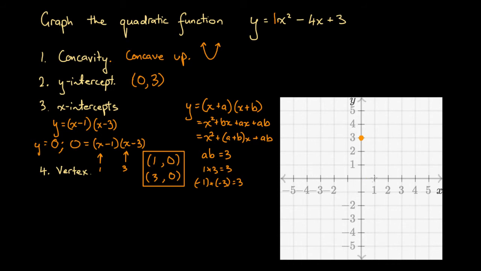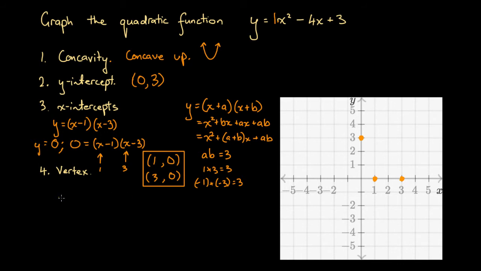So let's go ahead and graph them on this graph. So here, 1, 0, that's going to be 1 unit right of the origin, and 0 units up or down. That's going to be just here. Whereas 3 and 0, that's going to be 3 units right of the origin and 0 units up or down. Okay, so far we've discovered it's going to be a concave up function with a y-intercept of 3 and 2 x-intercepts. All we have to do now is find the vertex.